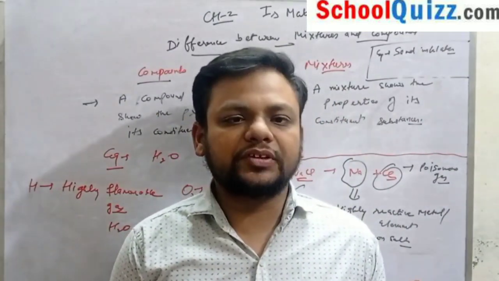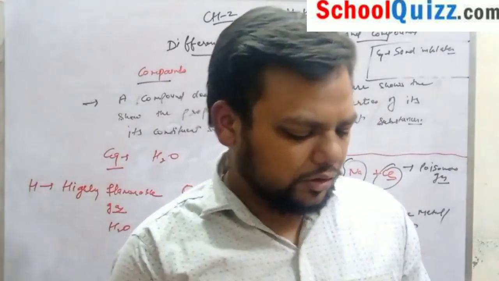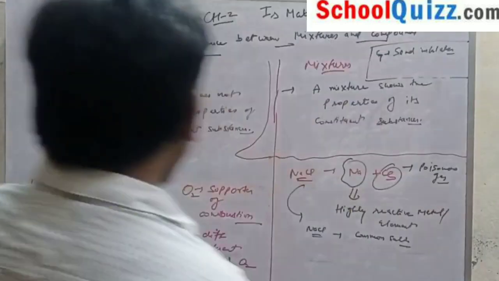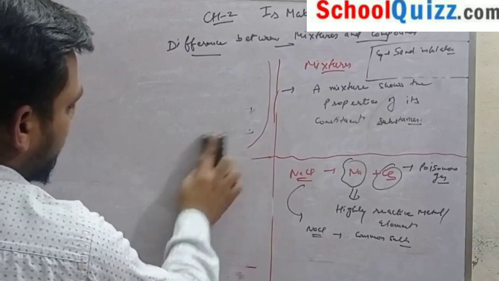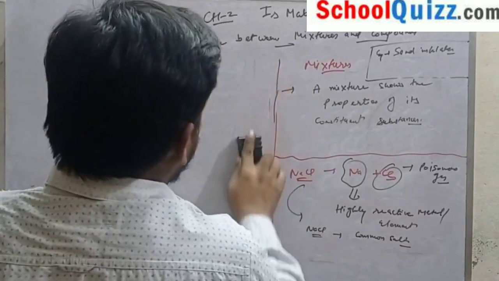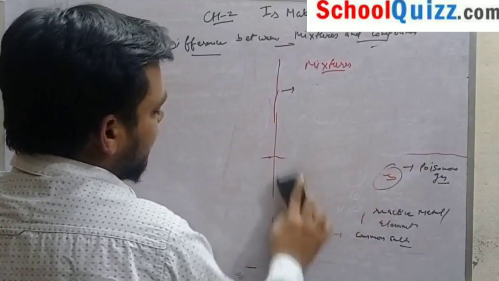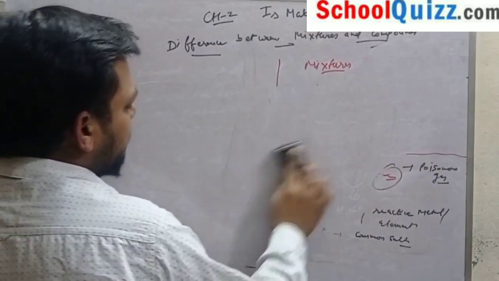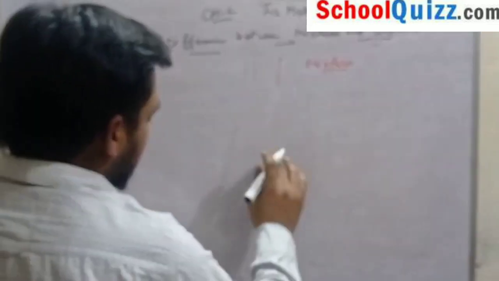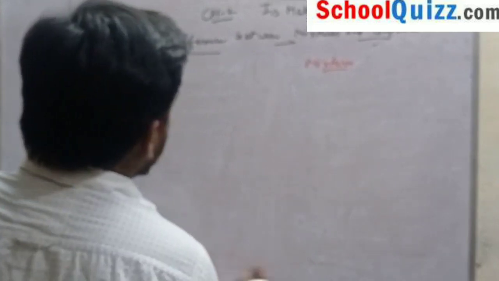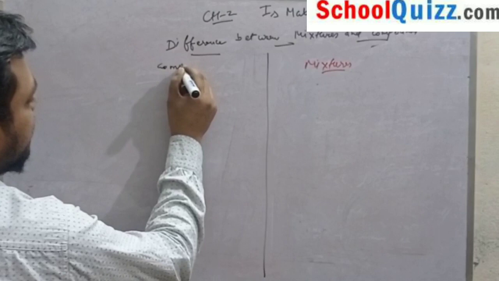We have discussed four differences here, and you can add one or two more differences also. But from the paper point of view, you can write just these four points, and that will be enough for your 2 to 3 marks answer. We will discuss one point more for your better understanding of the topic, the difference between compounds and mixtures.